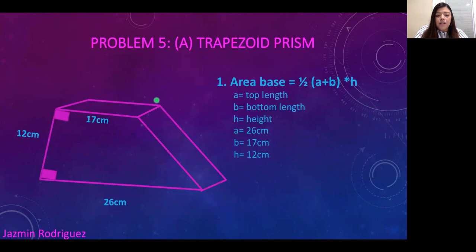So we determined that our a is 26 centimeters, b is 17 centimeters, and h, our height, is going to be 12 centimeters. We'll go ahead and plug that into our formula here, and we get that our base area is equal to 258 centimeters squared.